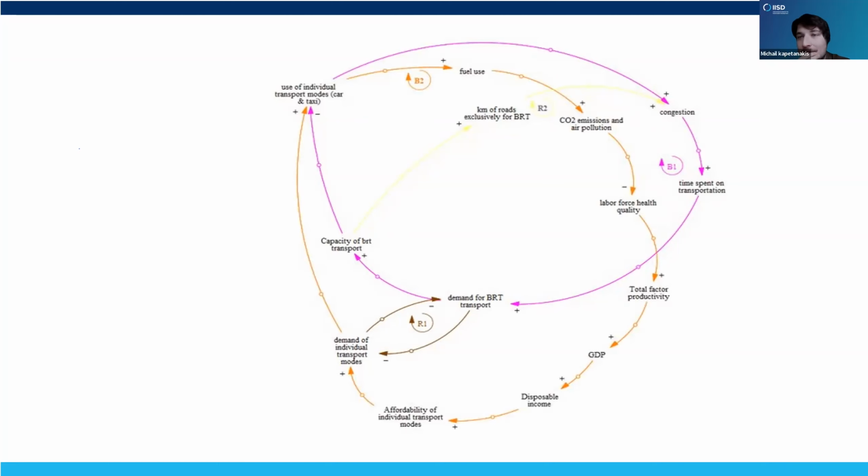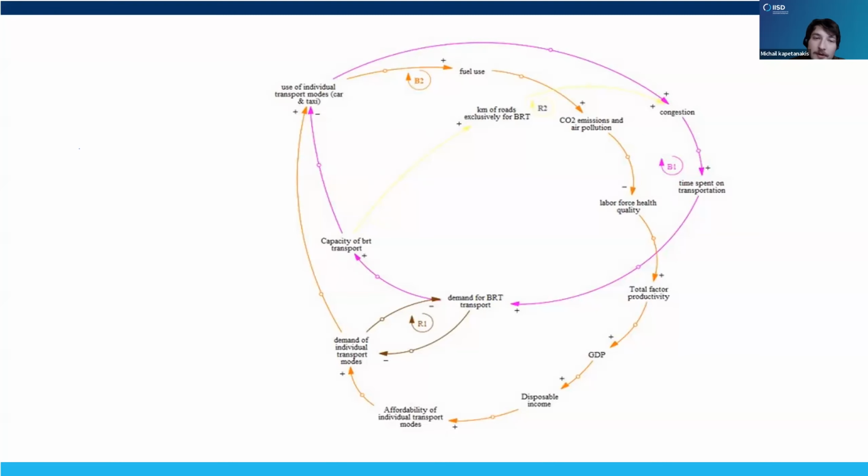So let's look at another loop or relationship here in orange. Again, we start from the same starting point. Demand for BRT increases the capacity of BRT transport, which reduces the use of individual transport modes, such as cars. This reduces the use of fuel. And as a result of that, CO2 emissions and air pollution actually decrease over time, which in a given region, it increases labor force quality, productivity, and GDP. So this can result in more investment being provided for BRT infrastructure.